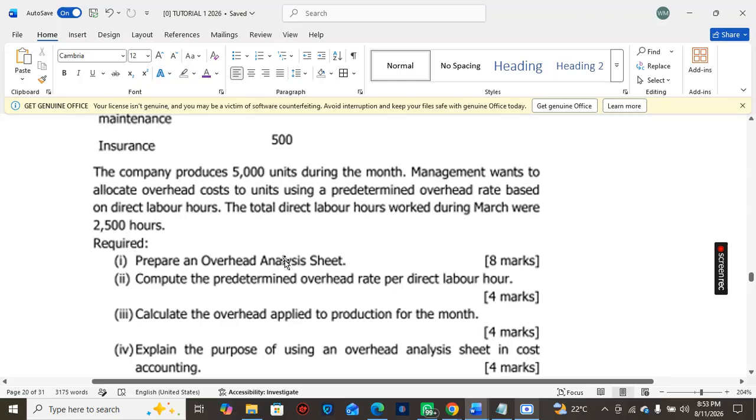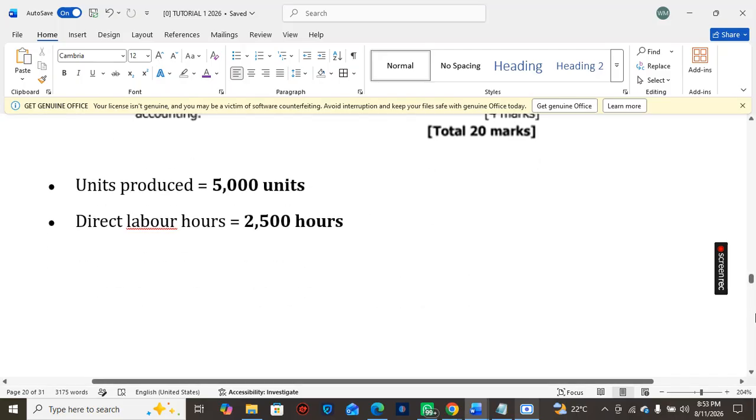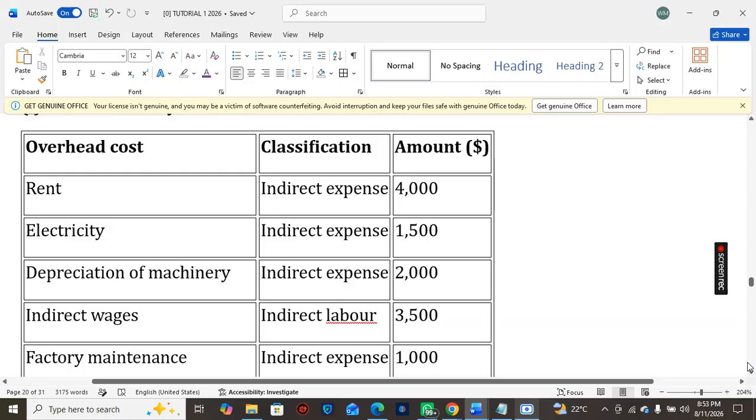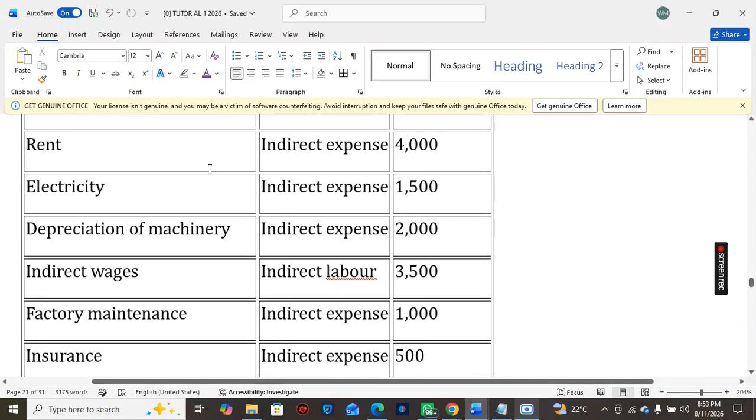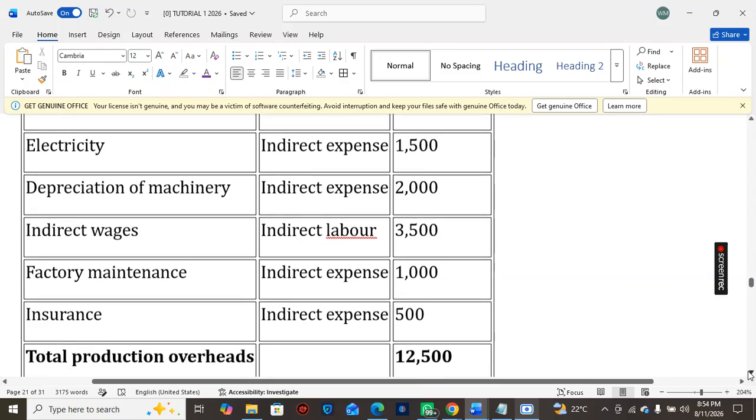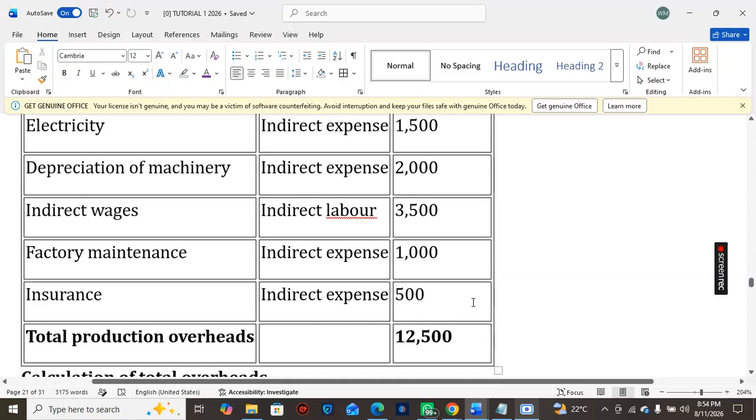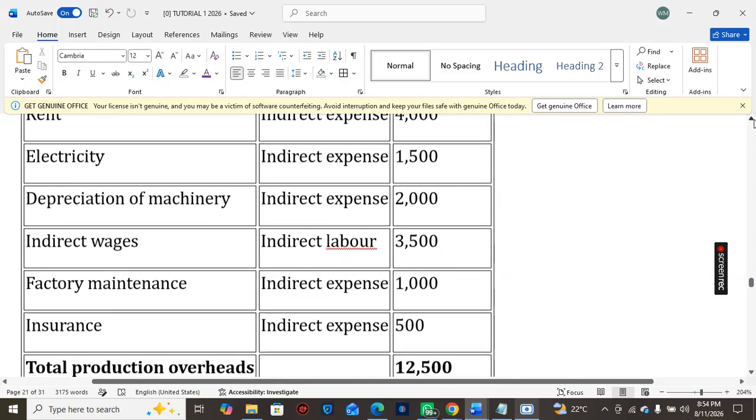A, prepare an overhead analysis sheet. So, colleagues, as I said, in this question, there's only one department. There are no multiple departments, and there's no information that we need to apportion or allocate these overheads. So, your overhead analysis sheet will look like this, colleagues. Rent, electricity, depreciation, indirect wages, factory maintenance, insurance, and you get your total overheads. You just add all of them.